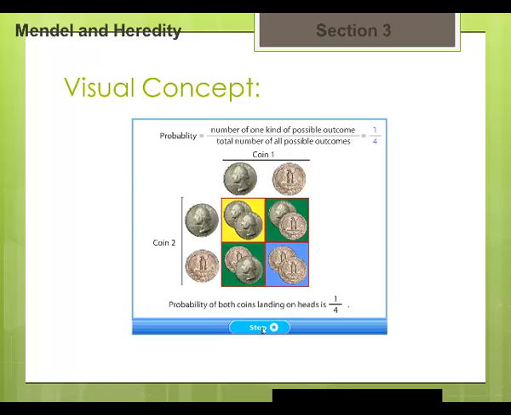What if we only cared that there was at least one head? There are 3 possibilities that produce at least one head, and still 4 possibilities total. So the probability of at least one coin landing on heads is 3 out of 4.